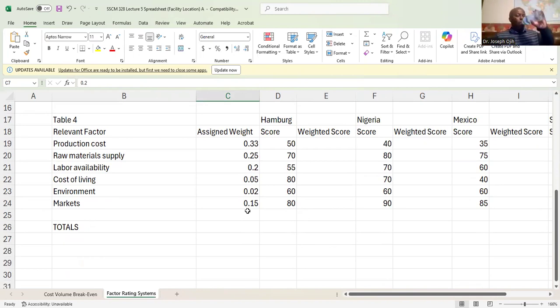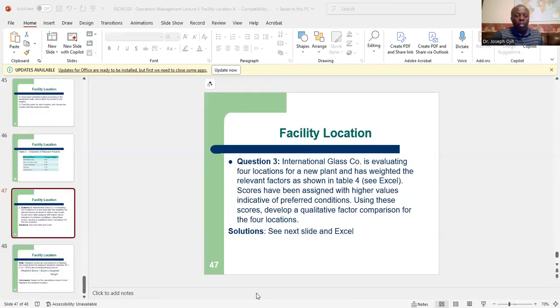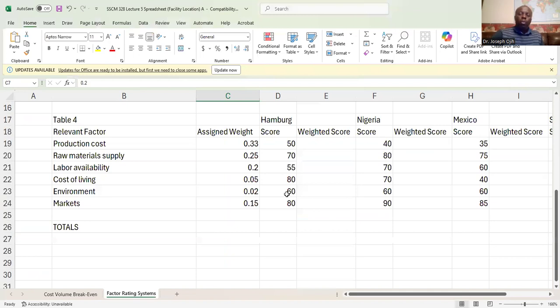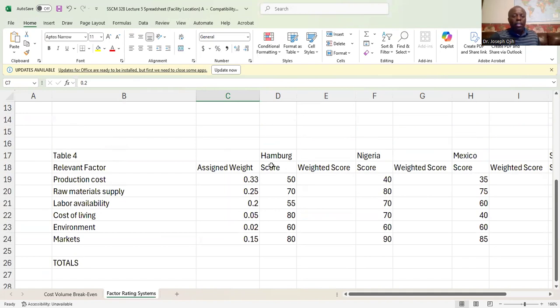Then they also give a score. I mean, you'll be given these two parts for each location. You'll be given the weight and the score. So you don't have to worry about this, it will be given to you. Now, you'll be asked to determine the best location, given this weight and the score for each location. And in this case, the locations are Hamburg, Nigeria, and Mexico. Okay. Now let's look at it.